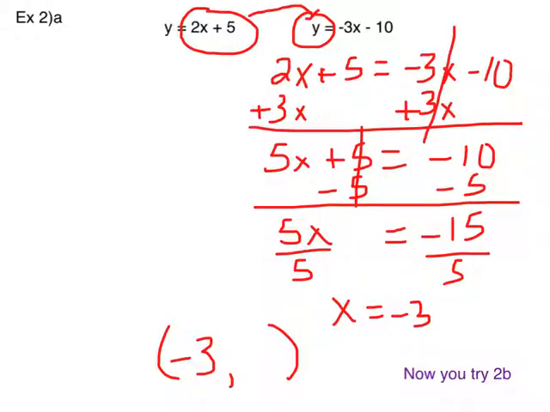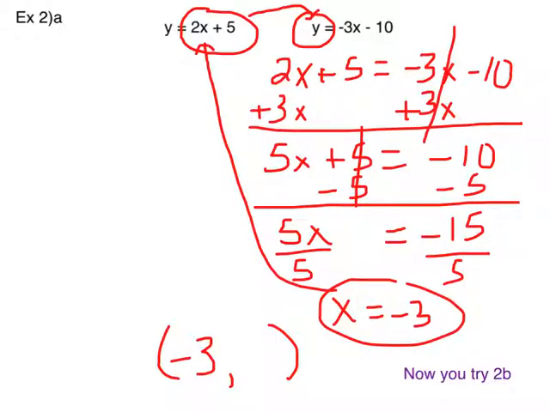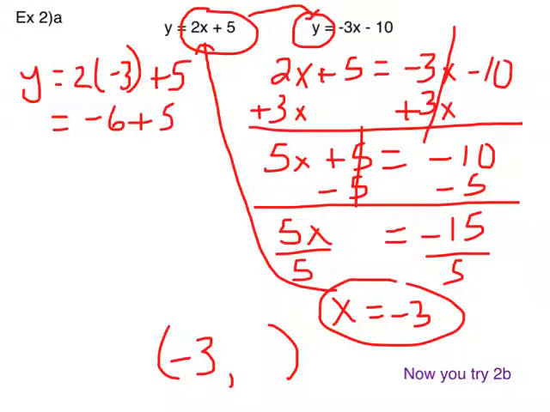I personally like that first one there, so I'm going to put it into this one here. I'm going to take that answer now and stick it in right there. So I'm going to get y equals 2 times a negative 3 plus 5. So I get negative 6 plus 5. And when I do that, I get a negative 1. That's the y part. So stick that answer in down here, and there's your solution.